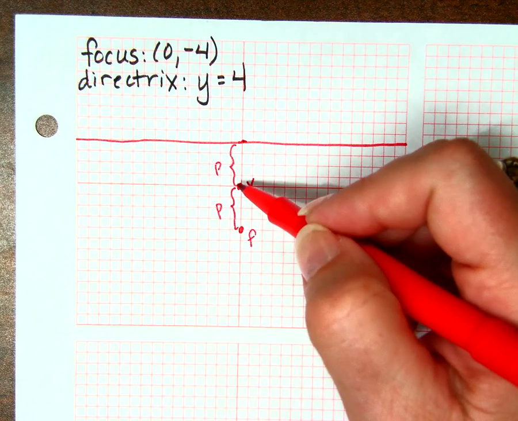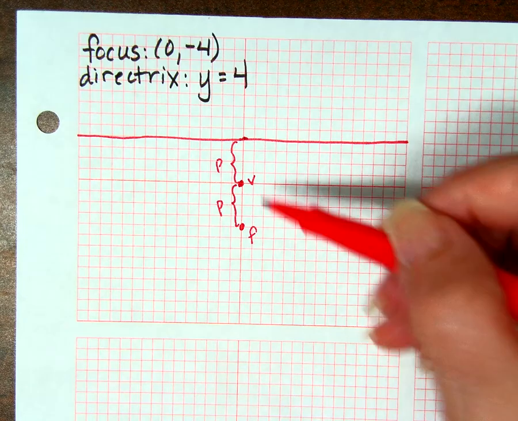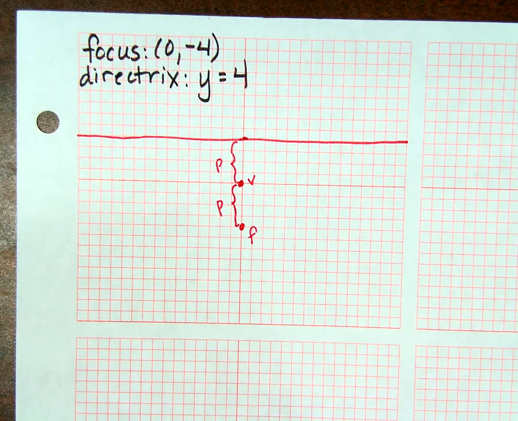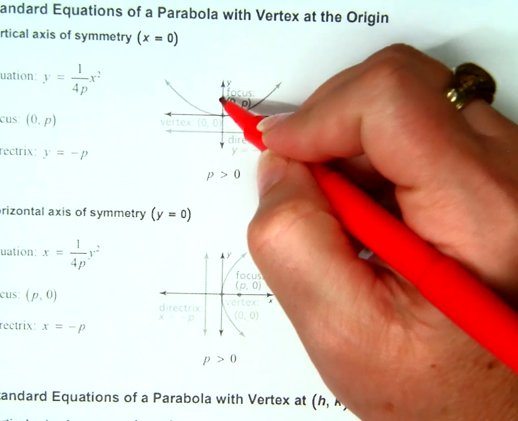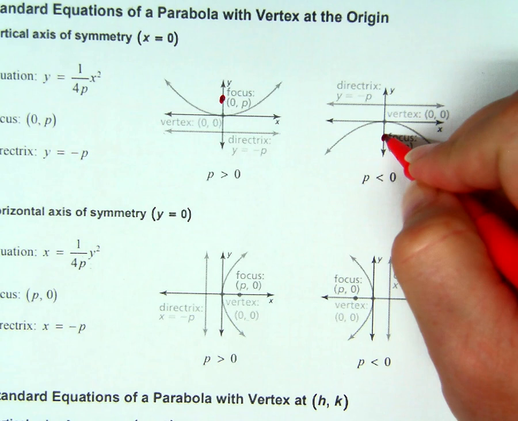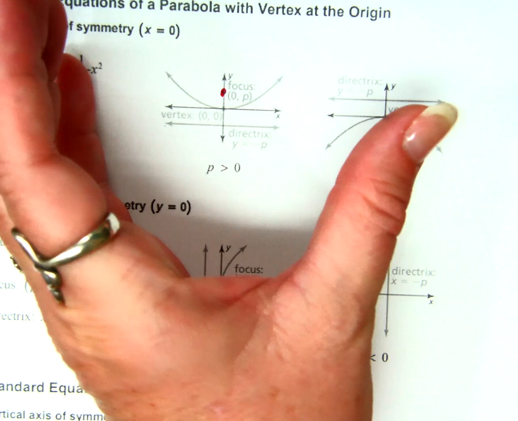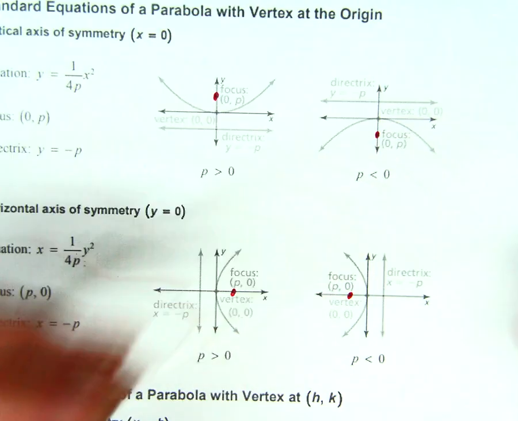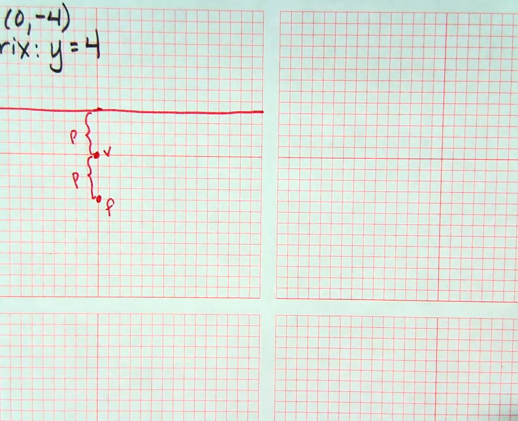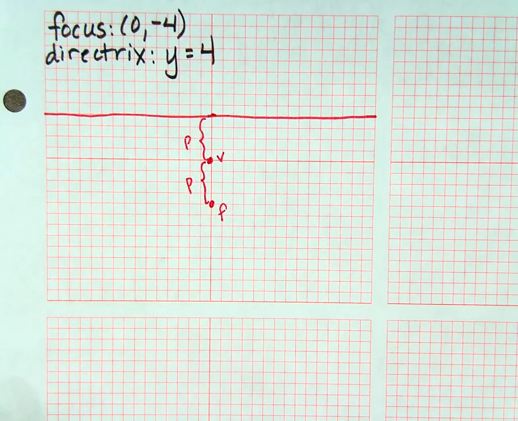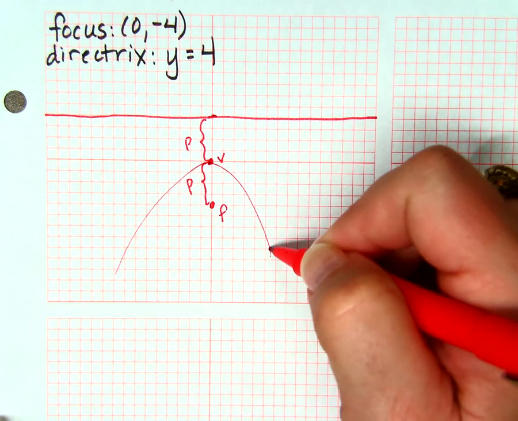Now, since the vertex is at 0, 0, I can look at this top one. I also need to know if this opens up or down. What I want you to notice by looking at these graphs that I gave you is where the focus is every single time. It's inside the parabola, right? The parabola is surrounding the focus. So if you look at this graph again, which way does it open? It opens down, because here's the focus and here's the vertex, and it has to surround the focus, right?